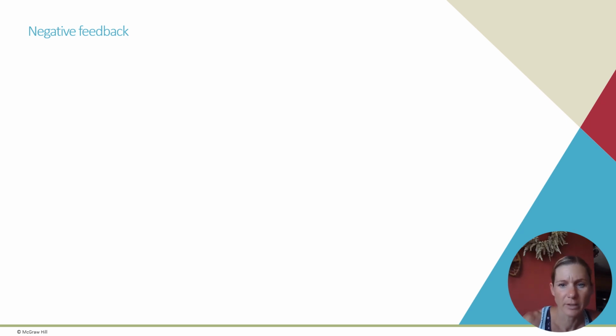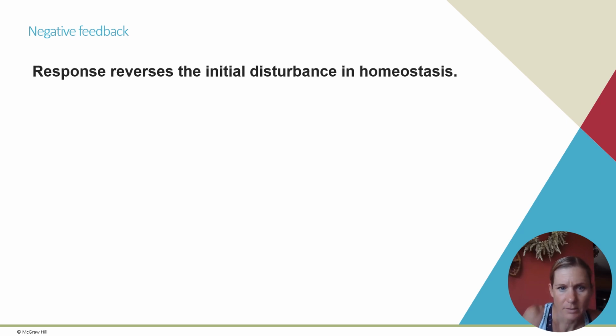So when we think about negative feedback, I want to give you a couple different examples here to take a look at. When we think about how this system works, the response reverses the initial disturbance in homeostasis. For example, if blood pressure increases, the response will decrease blood pressure. So again, it's going to allow us to react to changes away from that set point.